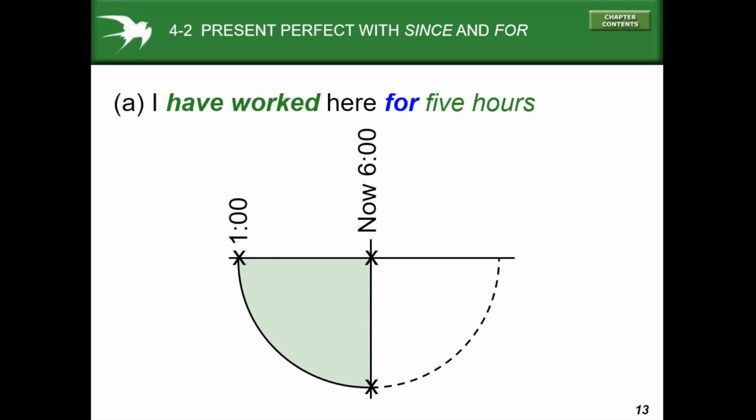Now let's go back to our timeline. It is now 6 o'clock. And this is the moment when the action happened or started to happen. So we can say, I have worked here for 5 hours. That means I have been doing the action for 5 hours.